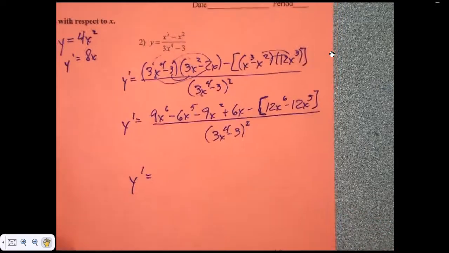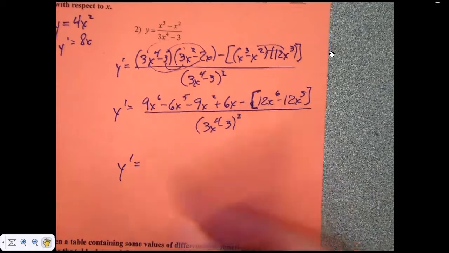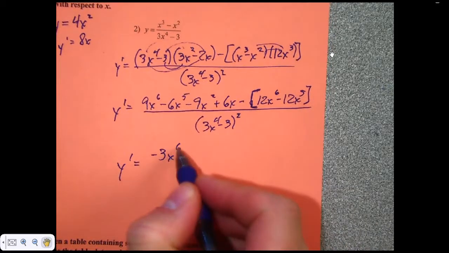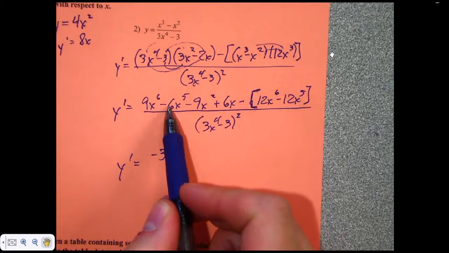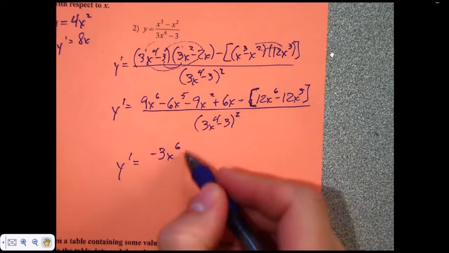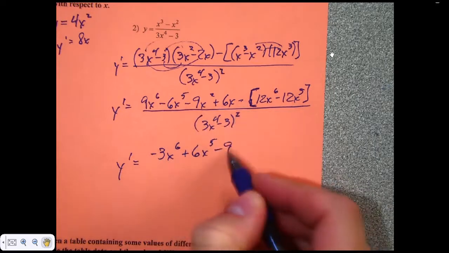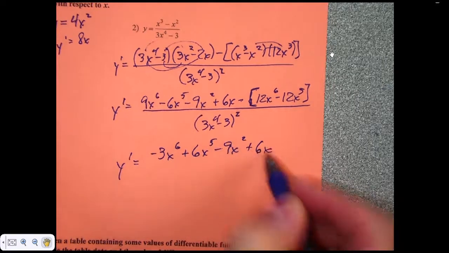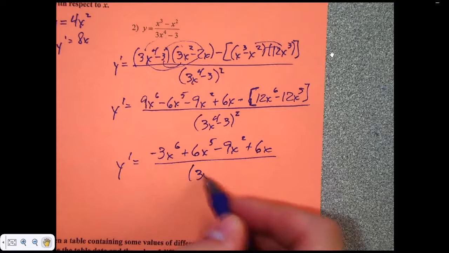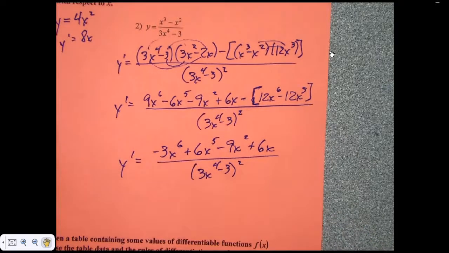And then I'm going to combine like terms here. So 9x to the 6th minus 12x to the 6th is negative 3x to the 6th. Negative 6x to the 5th minus negative 12x to the 5th is positive 6x to the 5th. And then the negative 9x squared and the positive 6x don't have any like terms, so they're just hanging out. And that will be your answer.